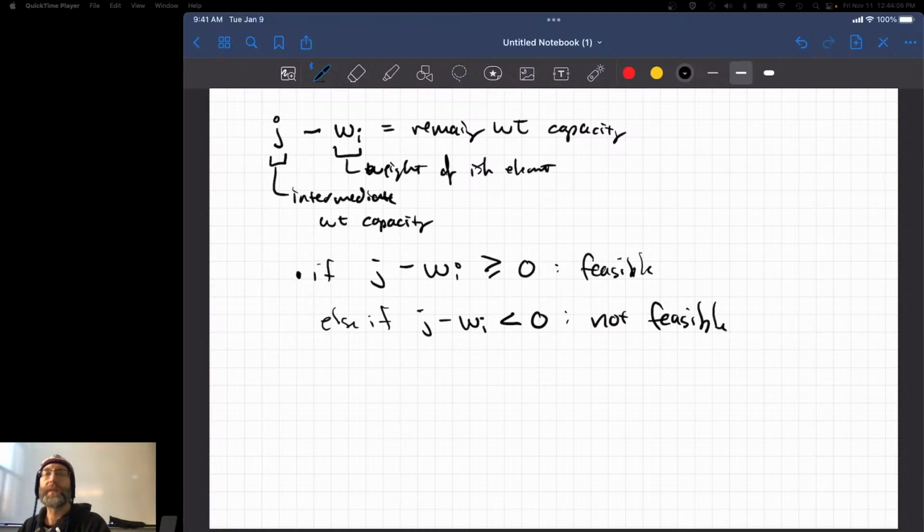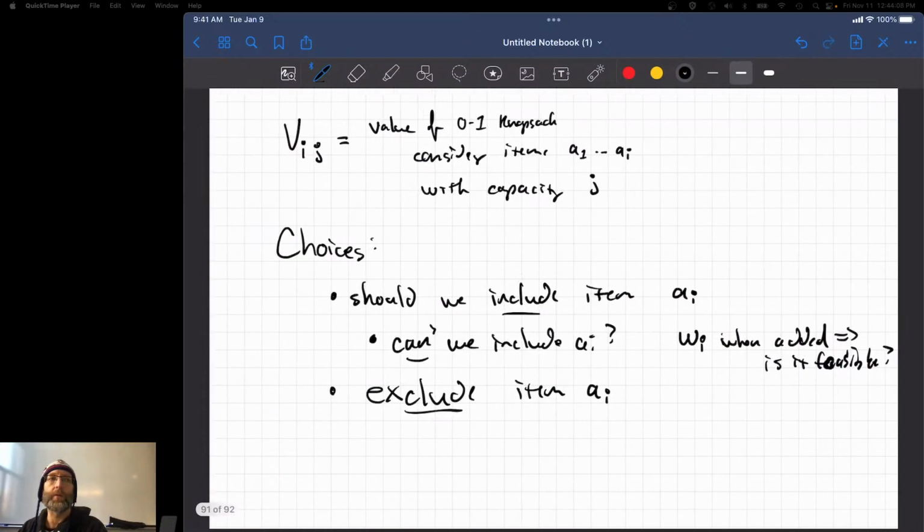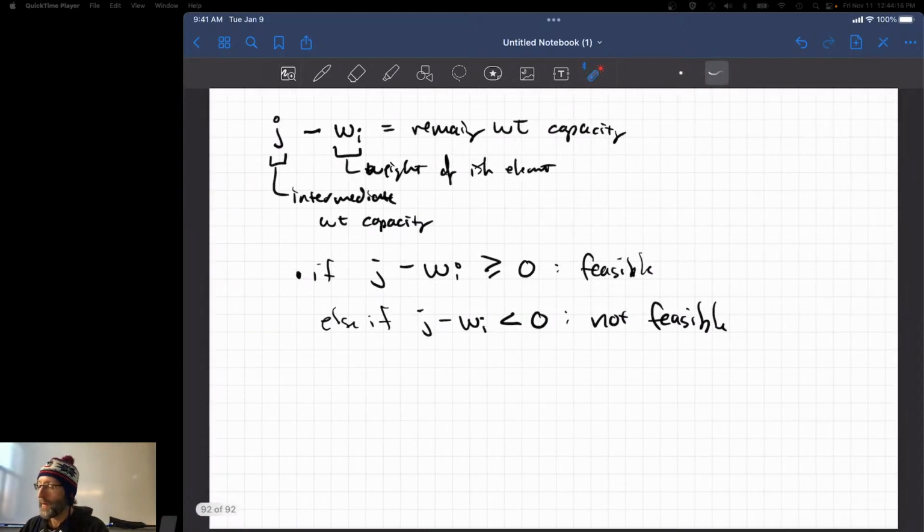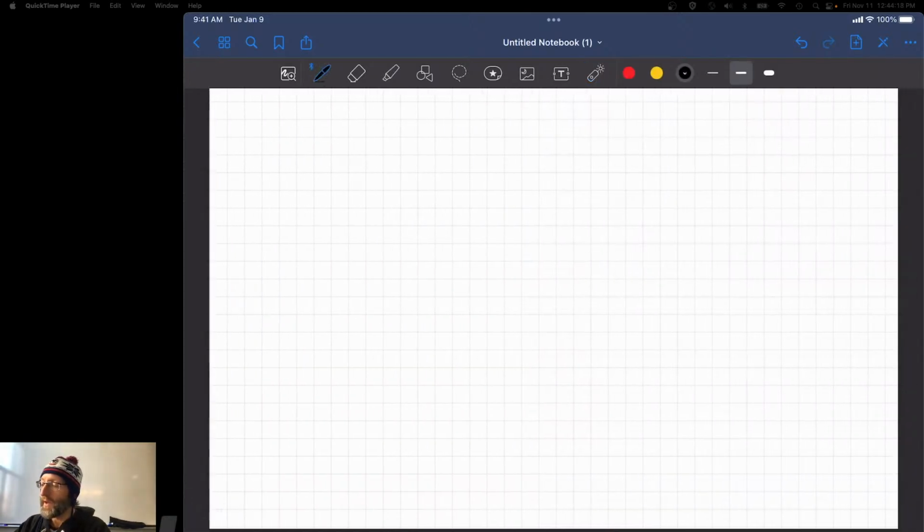Right? So if it's not feasible, then automatically what's our choice? Do we have a choice? Nope. So we have to exclude the item a sub i. Right? Okay, let's suppose that we exclude a sub i. Then what is the value of v sub ij in terms of previous values?